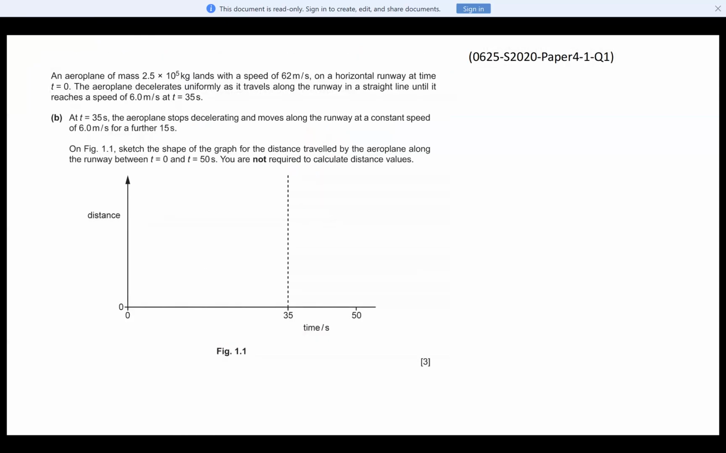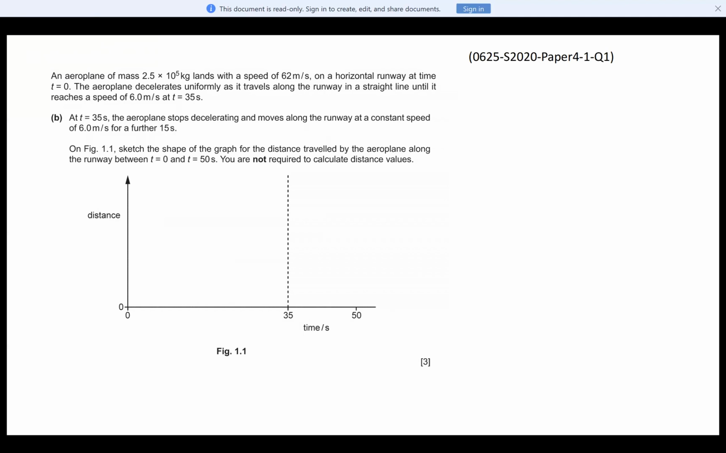An airplane of mass 2.5 times 10 to the power of 5 kilograms lands with a speed of 62 on the horizontal runway at time t equals 0. The airplane decelerates uniformly as it travels along the runway in a straight line until it reaches a speed of 6 at t equals 35. At t equals 35, the airplane stops decelerating and moves along the runway at a constant speed of 6 for a further 15 seconds. On figure 1.1, sketch the shape of the graph for the distance traveled by the airplane along the runway between t equals 0 and t equals 50. You are not required to calculate distance values.